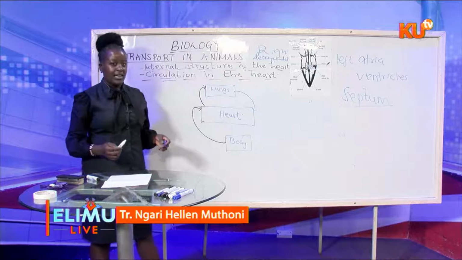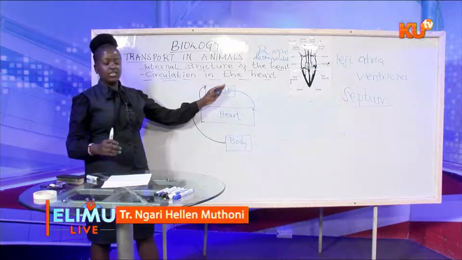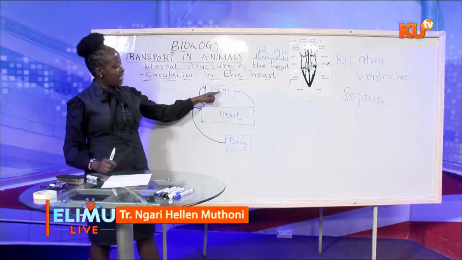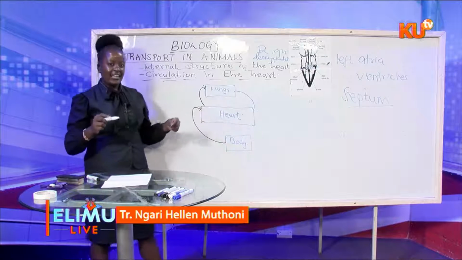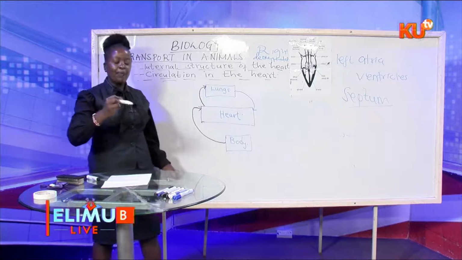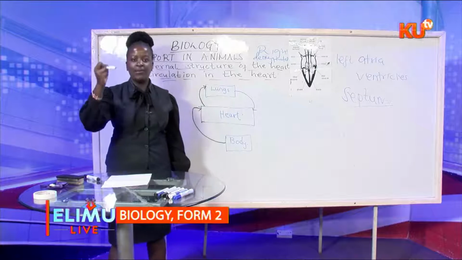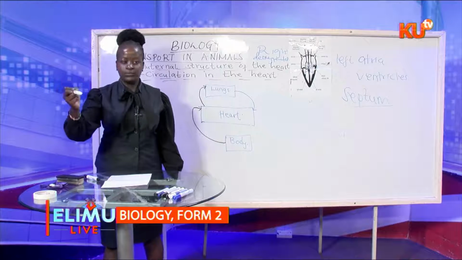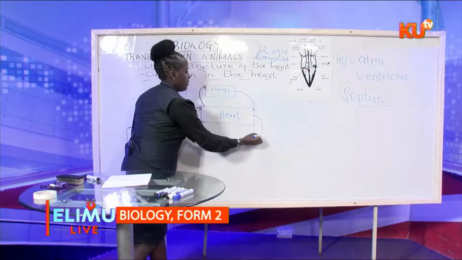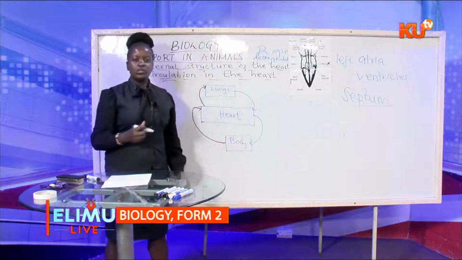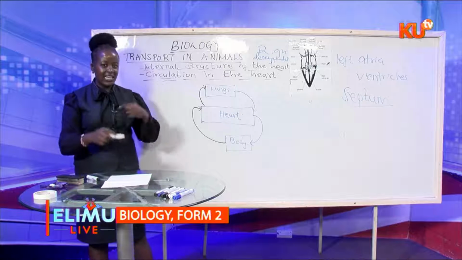Are we together? The blood that is now rich in oxygen will be taken from the lungs back to the heart again. And the heart will now pump this oxygenated blood to the body. So that is how circulation takes place.